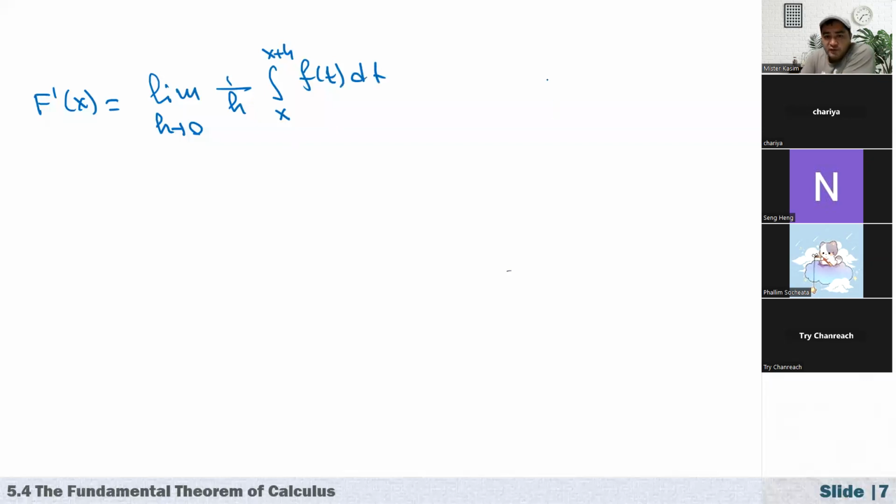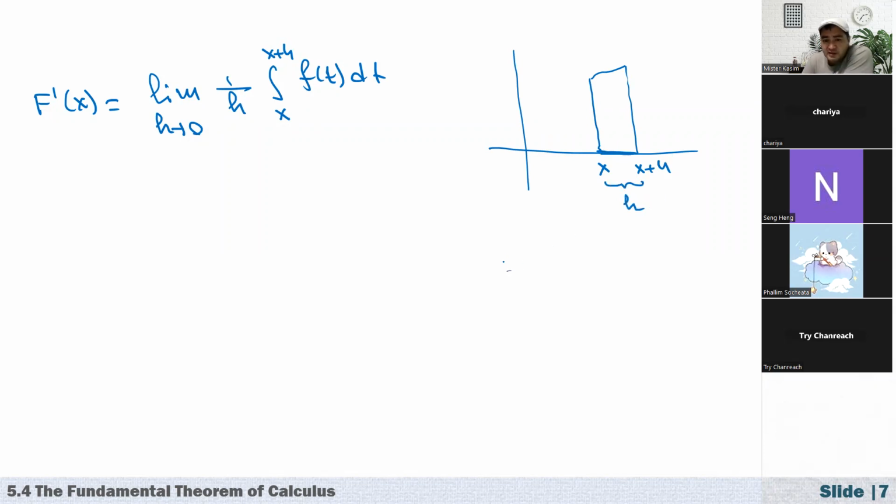Now if you look at this using the mean value theorem, we are just talking about this one part here. Maybe it's something like this. This one is x, and this one is x plus h. The mean value theorem says that the length of this part is h.